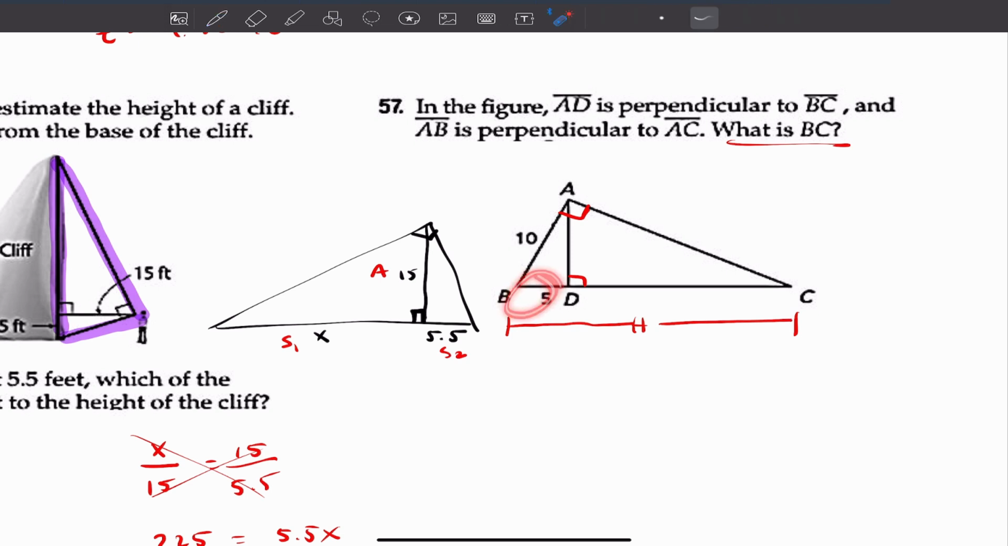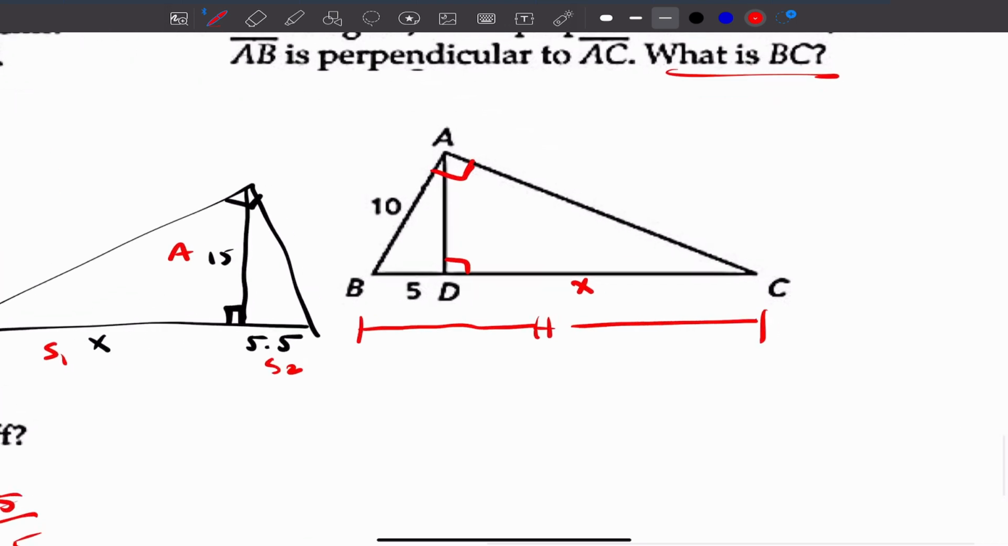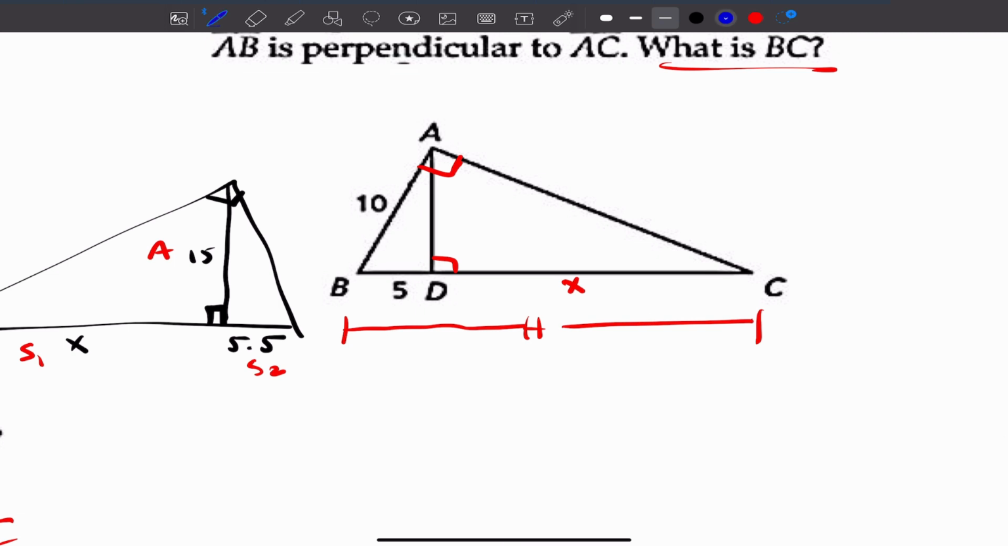So we have BD plus DC. That's gonna give you BC. And I don't know, maybe I should put an X here just in case, why not? So let's go ahead and label our figure. So we have the hypotenuse. This is segment 1. This is segment 2. This is the altitude. That's leg 1. That's leg 2.